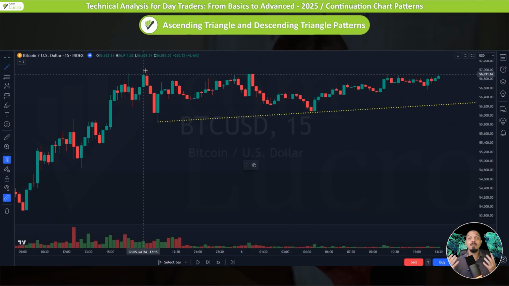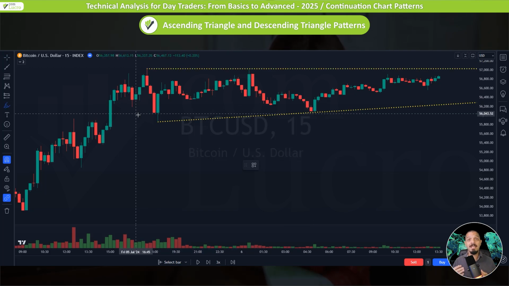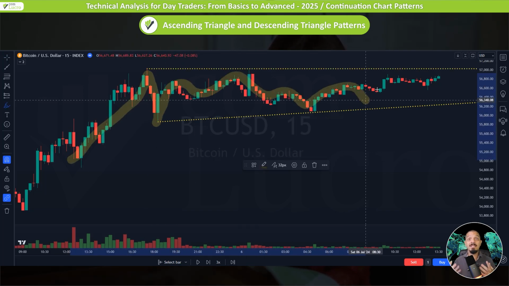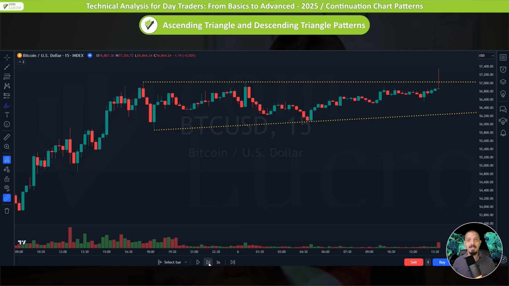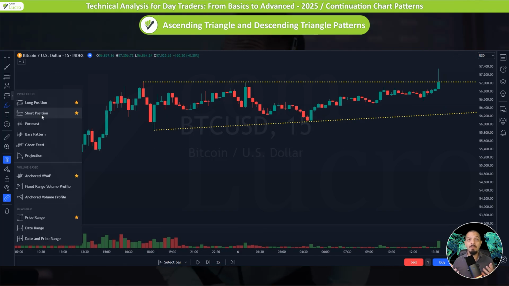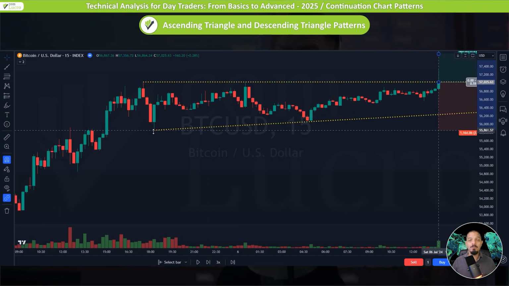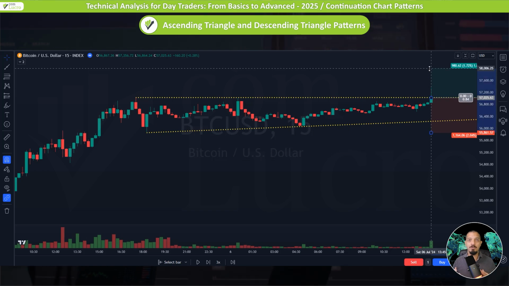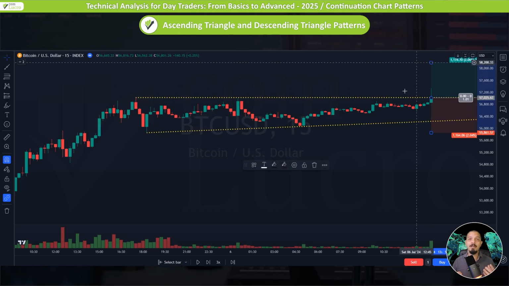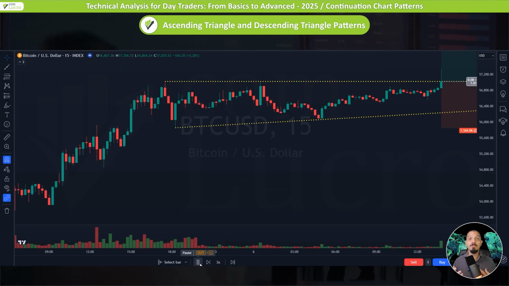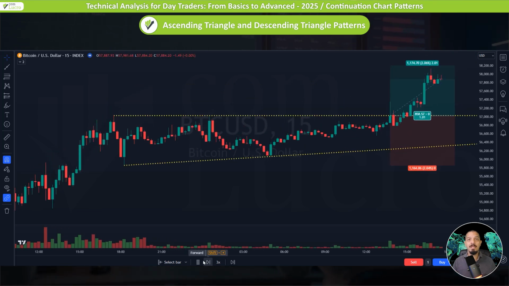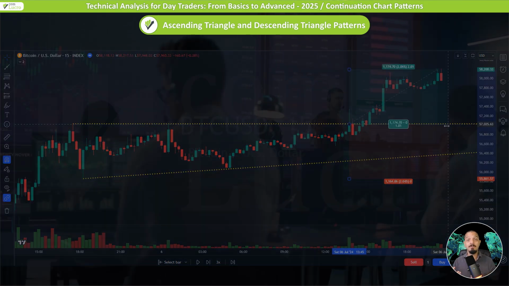Now let's add an example of the bullish ascending triangle on the Bitcoin against the US dollar chart. The market is in an uptrend and begins consolidating. The price forms higher lows, but each rally meets resistance at a horizontal level, forming the ascending triangle. As the price consolidates and gets closer to the breakout point, buyers keep gaining strength. When the price breaks through the resistance, the pattern is confirmed, signaling the continuation of the uptrend.